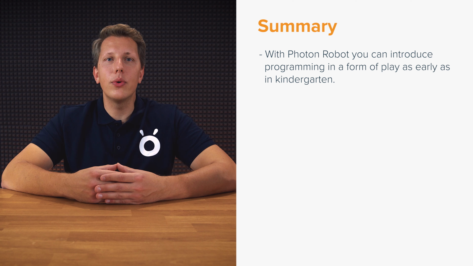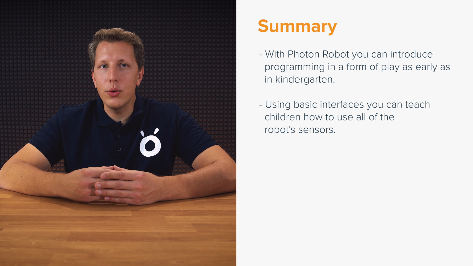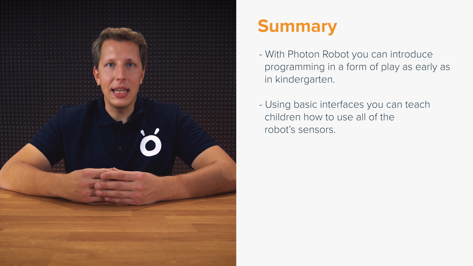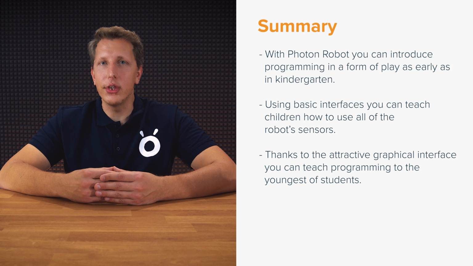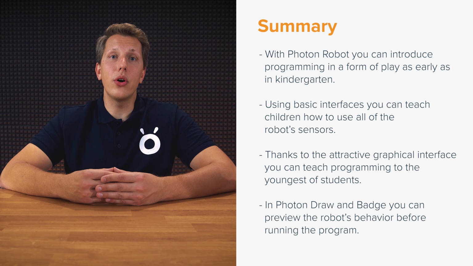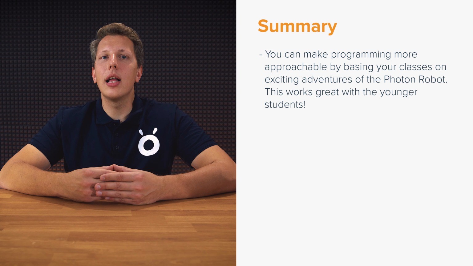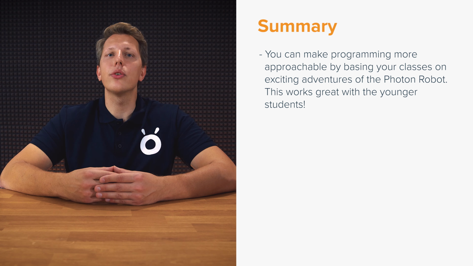To sum up, with Photon Robot, you can introduce programming in a form of play as early as kindergarten. Using basic interfaces, you can teach children how to use all of the robot's sensors. Thanks to the attractive graphical interface, you can teach programming to the youngest of students. In Photon Draw and Badge, you can preview the robot's behavior before running the program. You can make programming more approachable by basing your classes on the exciting adventures of the Photon Robot. This works great with the younger students.